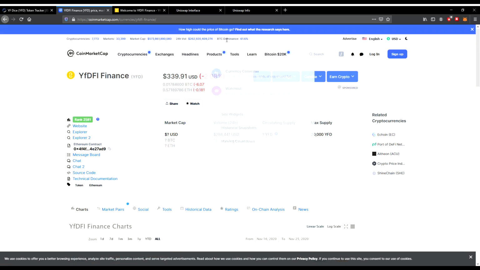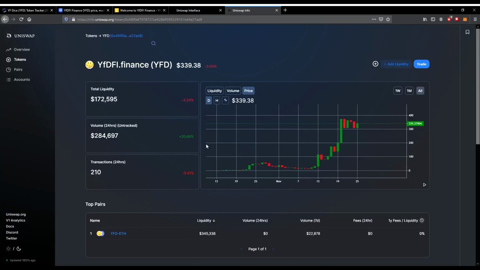What do we have now? Have a short look on Uniswap. There we can see the chart with total liquidity. The liquidity here is 172,595. The 24 hours volume is 284,697. So it's up 20%.